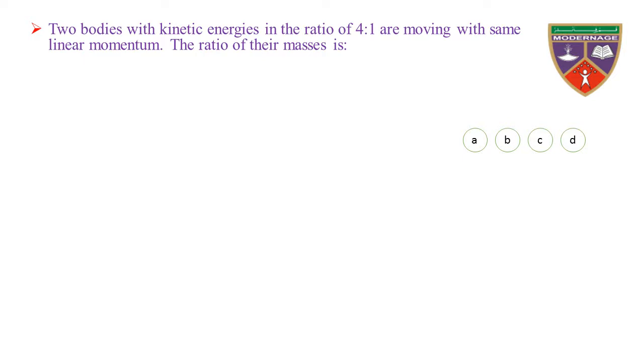Two bodies with kinetic energies in the ratio of 4 to 1 are moving with same linear momentum. The ratio of their masses is option A 1 to 2, option B 1 to 1, option C 4 to 1, option D 1 to 4. The key is 1 to 4. Therefore, the correct option is D.